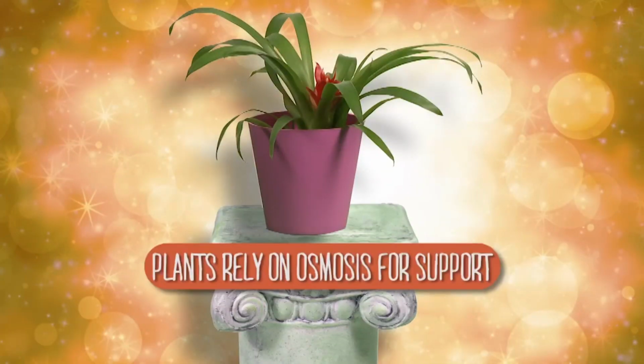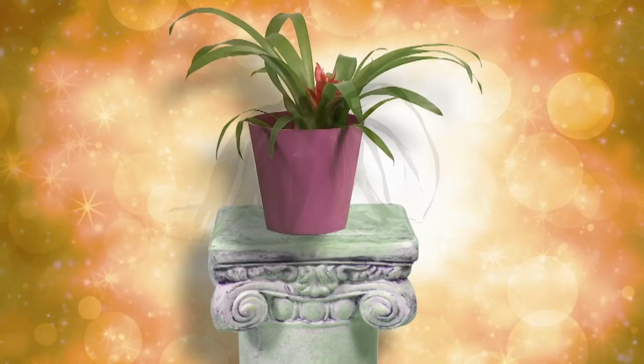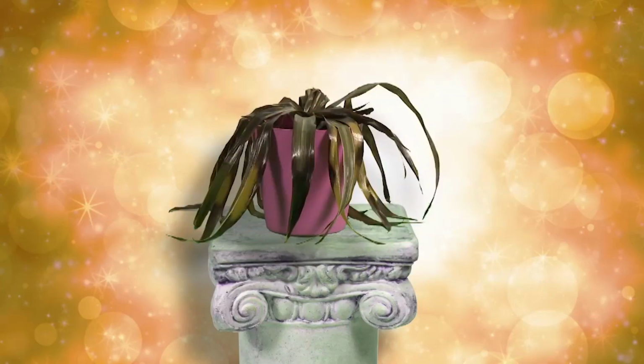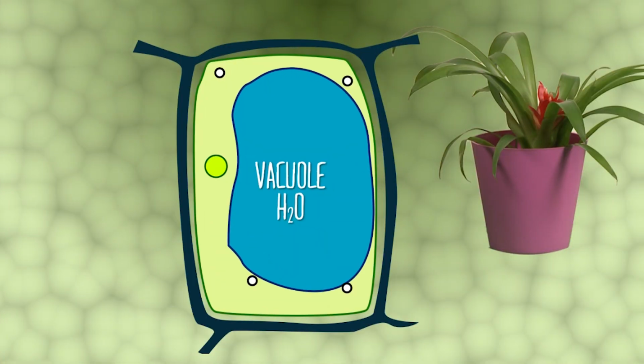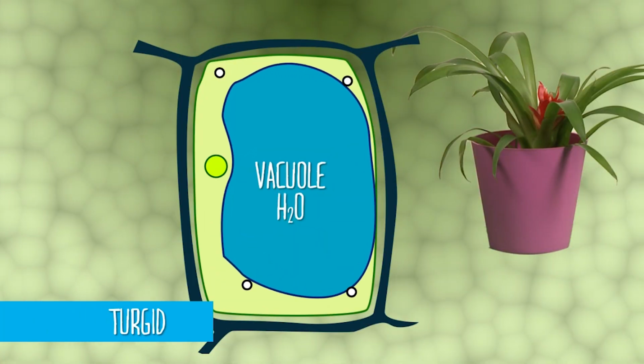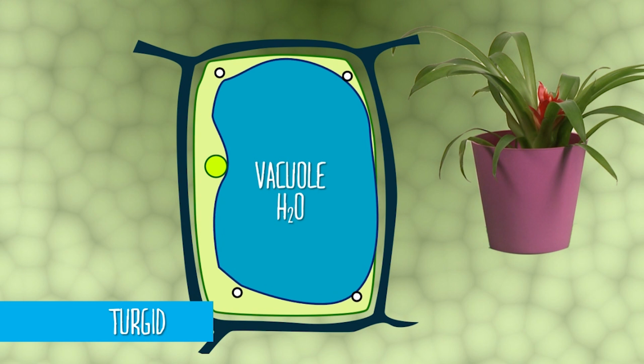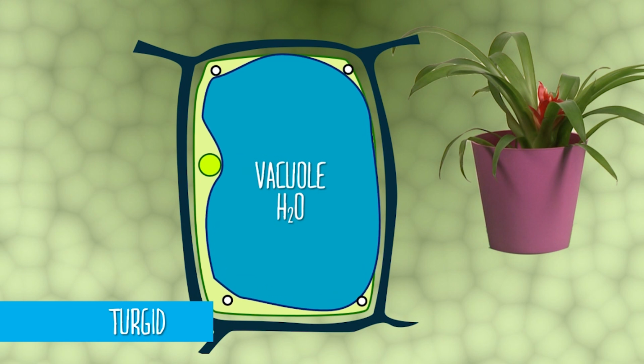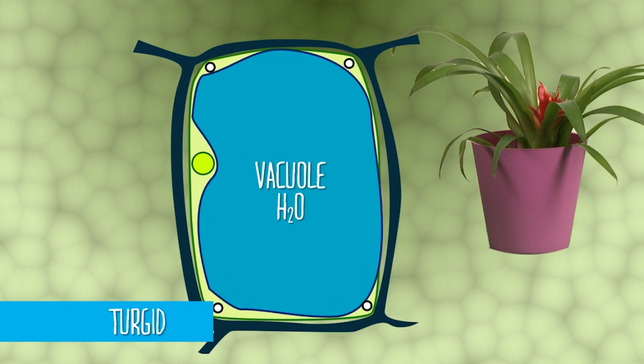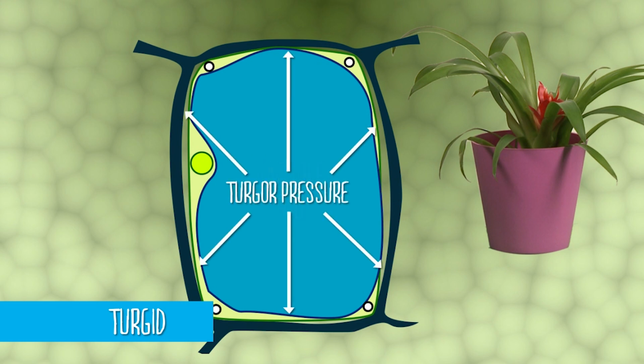Plant cells rely on osmosis to keep them firmly pumped up with water for support, which is why without water they can wilt. Let's look at the cell to see what happens. A well-watered plant has cells that are swollen, and they are described as being turgid. The contents of the cell are pushed against the inelastic cellulose cell wall which supports it. This is known as turgor pressure.